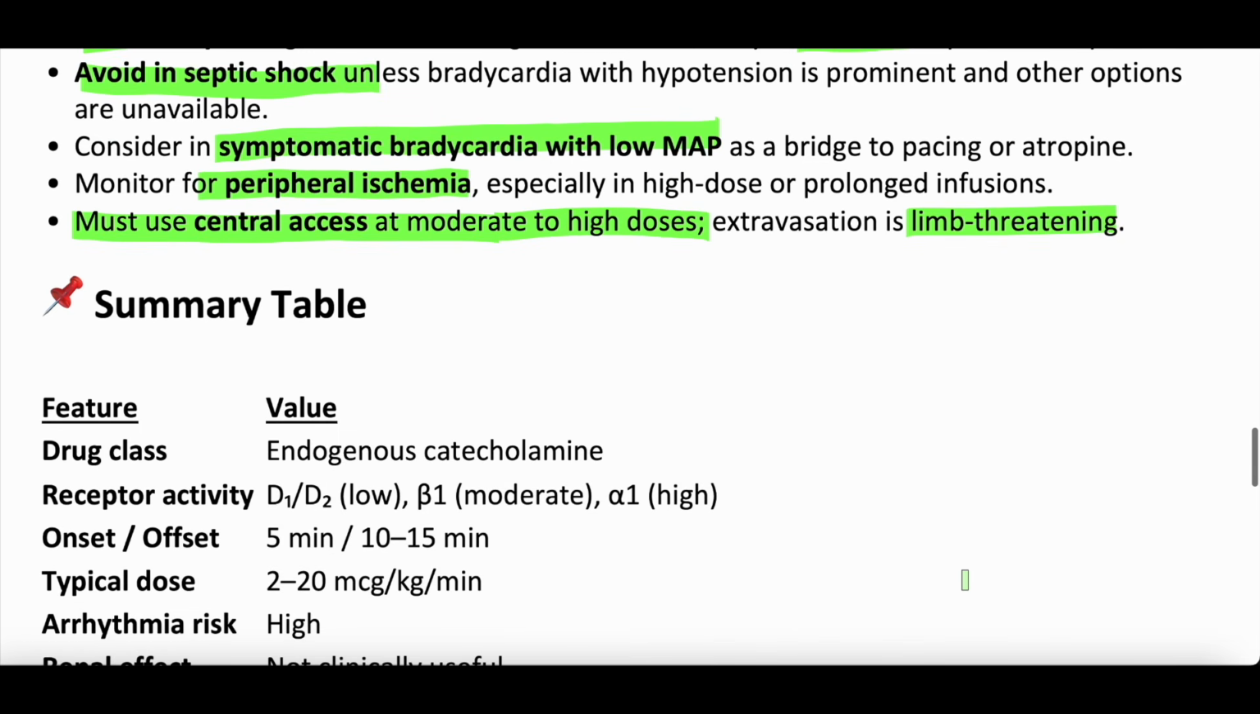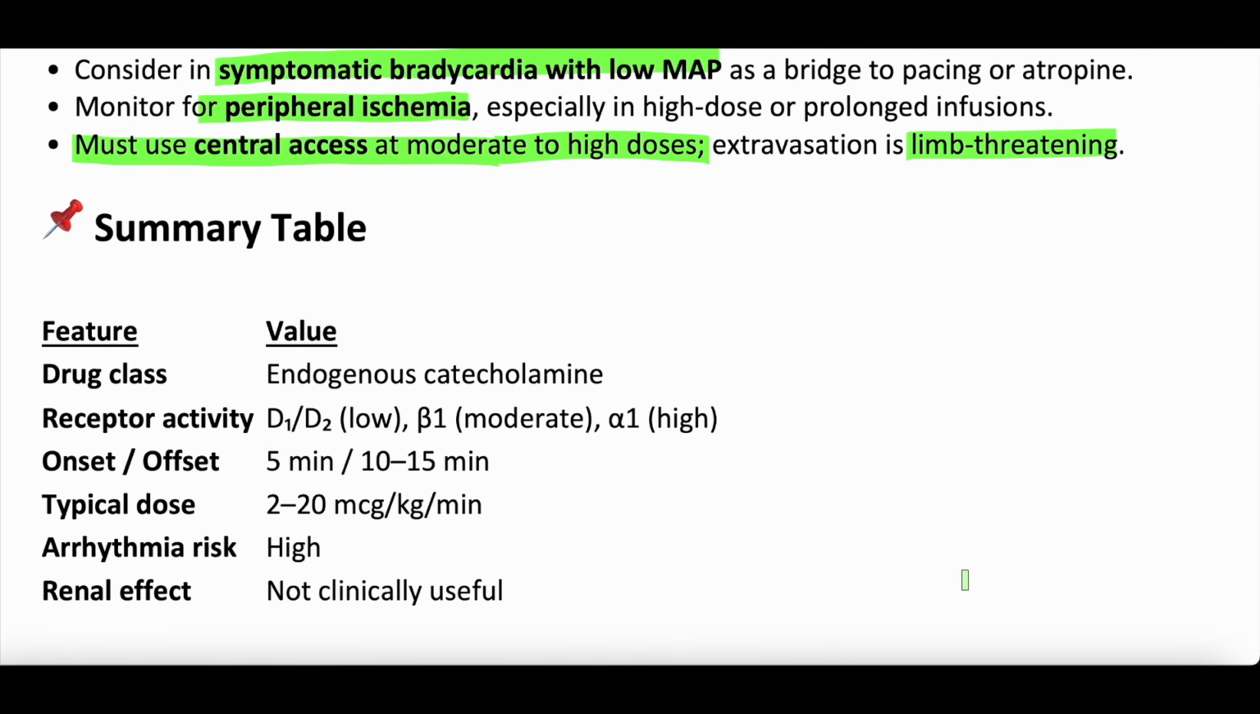So in summary, dopamine is an endogenous catecholamine. It primarily works on catecholamine receptors, beta-1 at 2 to 10 micrograms per kilogram per minute, and alpha-1 at doses higher than 10 micrograms per kilogram per minute.